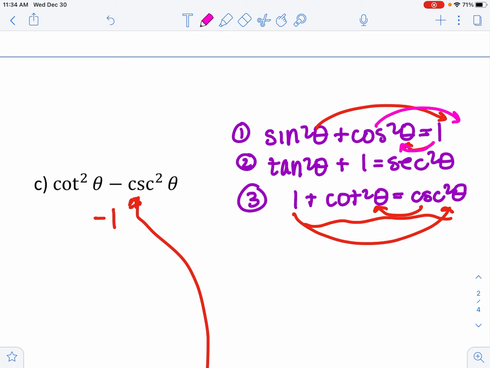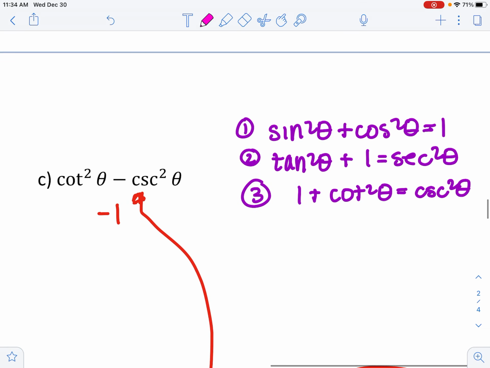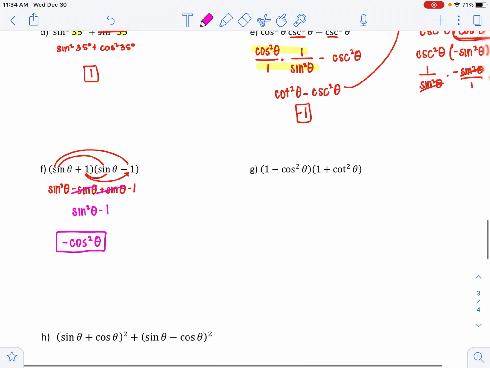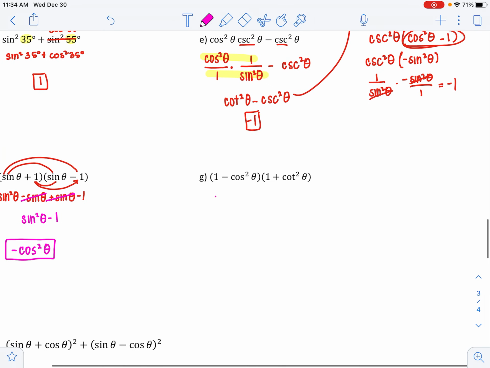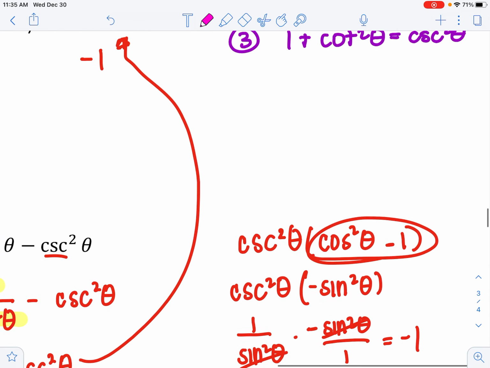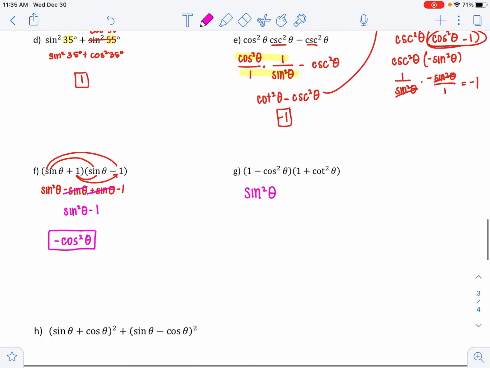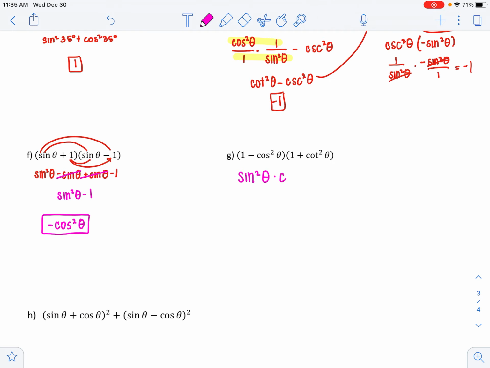All right, 1 minus cosine squared. I need to get rid of all these arrows on here. Okay, I need to be 1 minus cosine squared. So I need to subtract cosine squared from both sides. This would be left on the other side, so this is equivalent to sine squared. What about 1 plus cotangent squared? I need to be 1 plus cotangent. That's this right here. That's equivalent to cosecant squared.